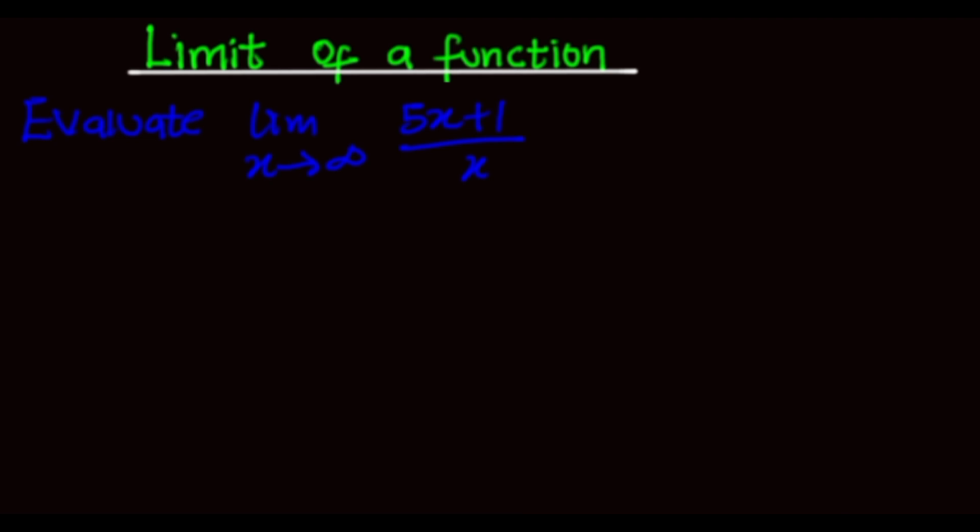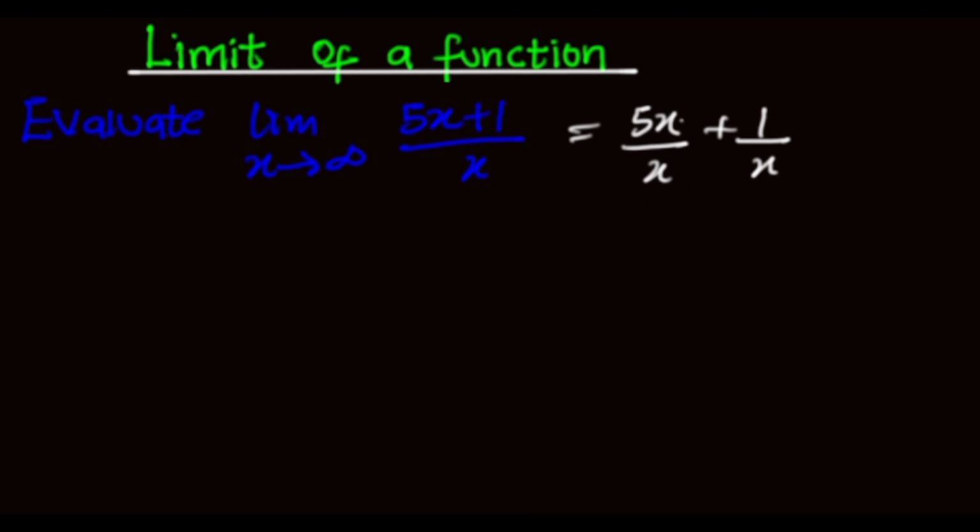Now let's go ahead and solve another question. So now let's take a look at the question I'm having here. The question says evaluate the limit as x approaches infinity, or you simply say undefined, anyhow you like, of 5x plus 1 over x. So in this case, since we have a single denominator here, we can go ahead and separate, so that we're going to have 5x divided by x plus 1 divided by x. So that's exactly what we have here.